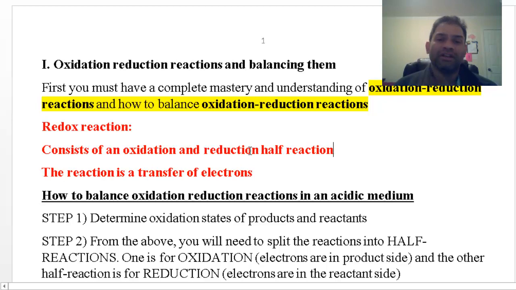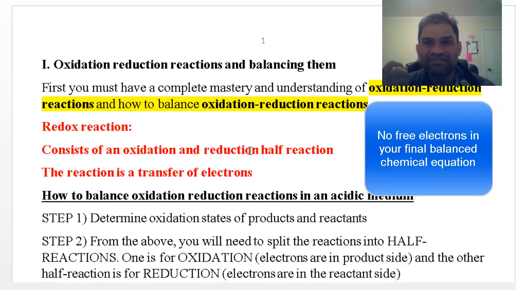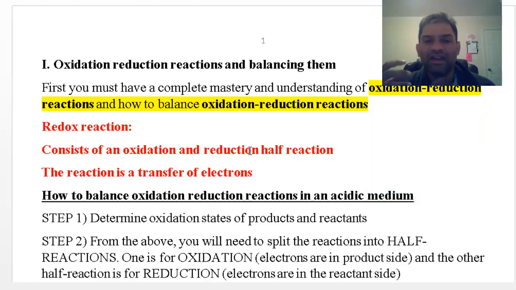It's very important to realize that you cannot have free electrons floating around anywhere. The electrons have to go someplace. They have to go to a partner. And if the electrons are liberated and don't go anywhere, we just cannot have that. So the electrons have to be accounted for in every sense. So when you do your redox reaction, you have to cancel out the electrons on the reactant side with the electrons on the product side.